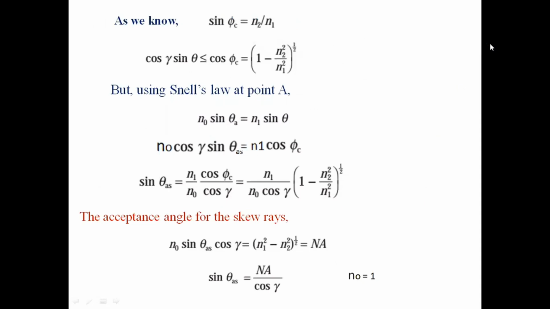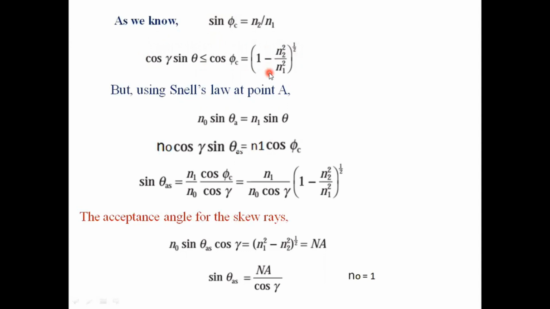Now we can calculate sin phi from the incident angle and critical angle. As we know already, sin phi c equal to n2 by n1, where cos gamma sin theta is less than or equal to cos phi c, equal to (1 minus n2 square by n1 square) whole power half. See here, a very important point: the incident angle term cos gamma sin theta for skew rays is less than or equal to the critical angle term cos phi c, that is equal to (1 minus n2 square by n1 square) whole power half.